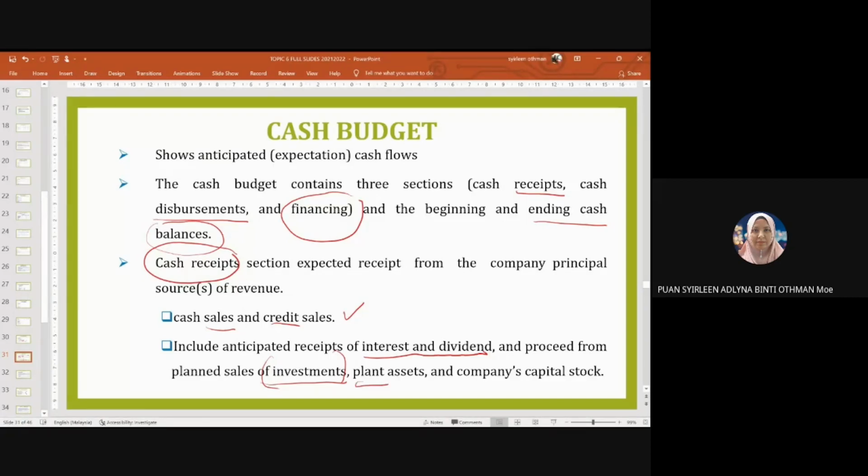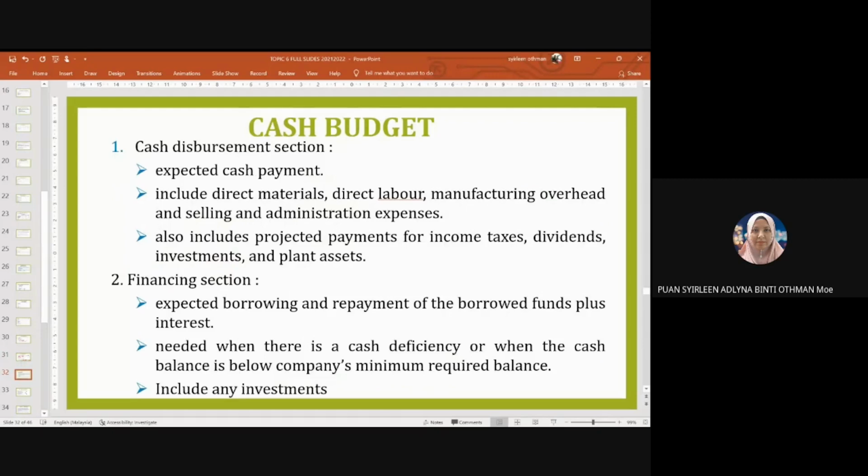Okay, plan asset. Mungkin berlaku pelupusan. Okay, that means kita jual aset tetap. Okay, so bila berlaku jualan aset tetap, so kita terima tunai, so that cash flow will be included in your cash receipt as well. And then capital stock, sekiranya kita menerima apa-apa pembayaran daripada capital stock, dia akan masuk dalam cash receipt. Okay, alright, so ini untuk cash receipt.